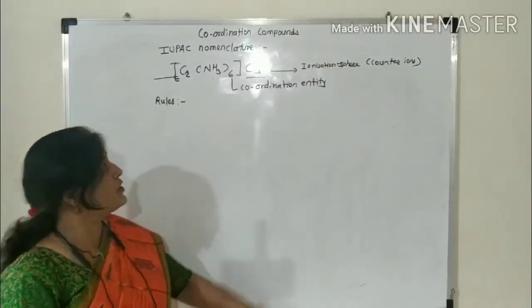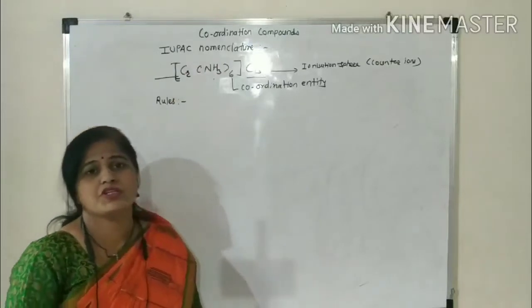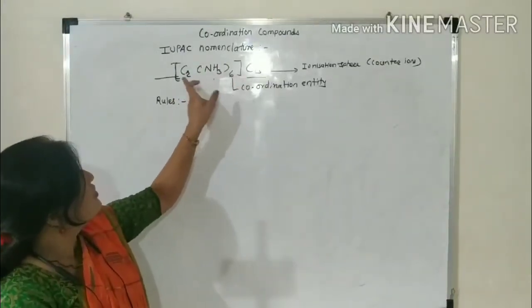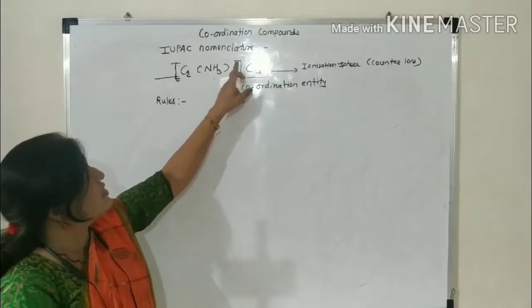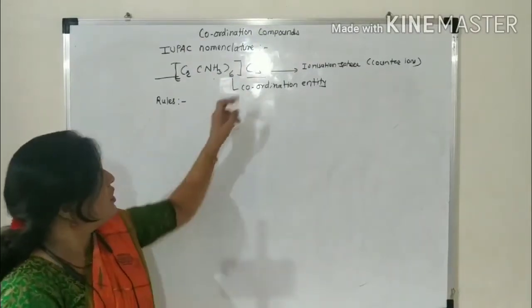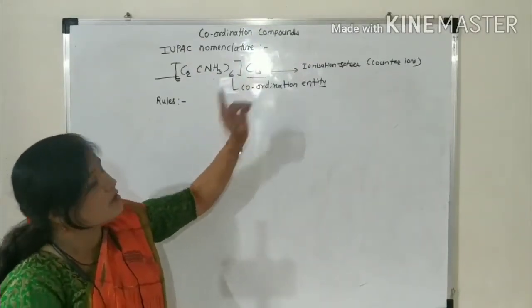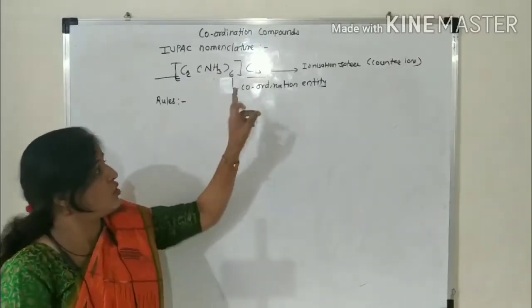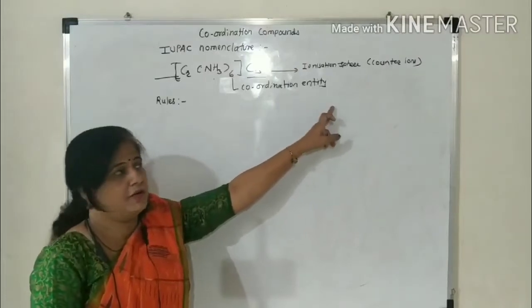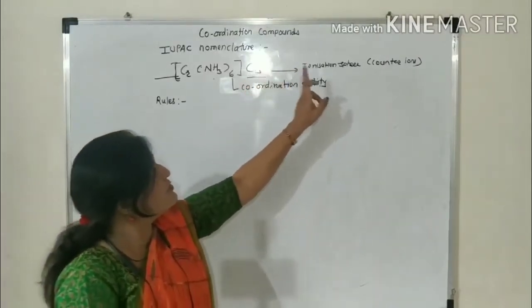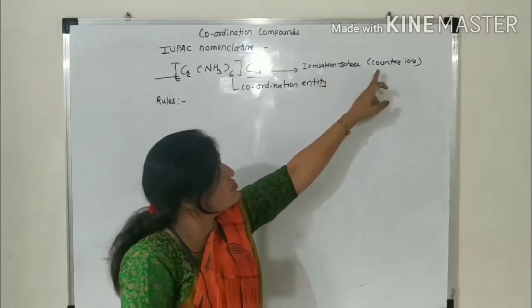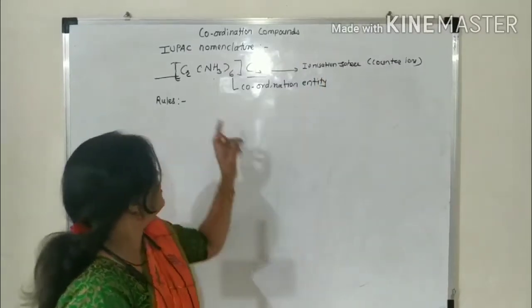Today we are going to study IUPAC nomenclature of the coordination complexes. This is a coordination complex. There is given chromium NH3 6 times, enclosed in a square bracket, and outside there are chloride ions present. The entity inside the square bracket is called a coordination entity, while the ions present outside the coordination sphere are called the ionization sphere or counter ions.